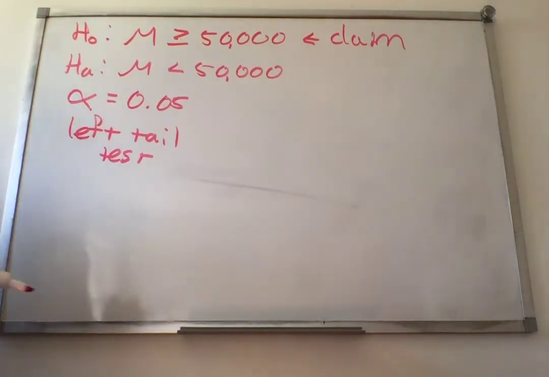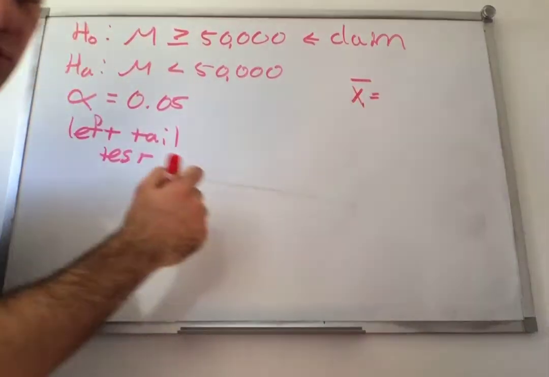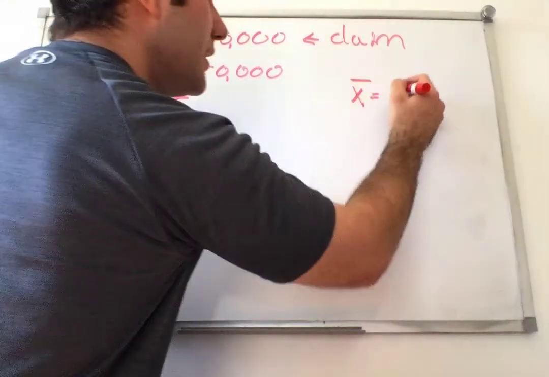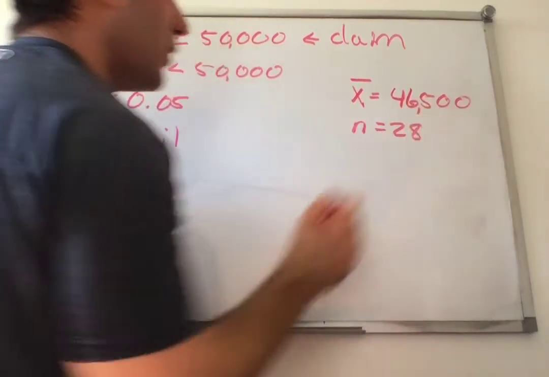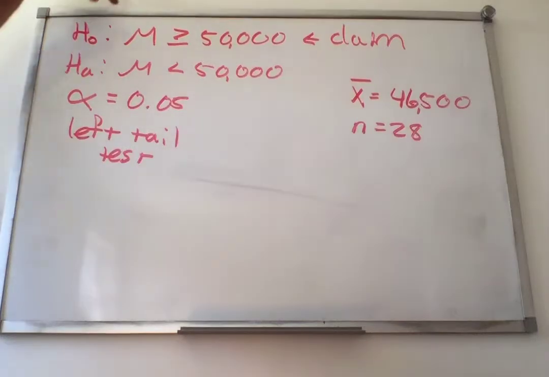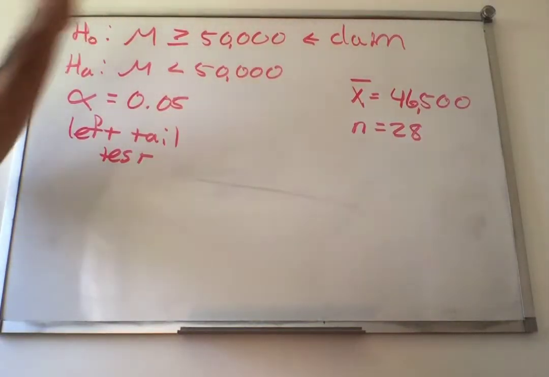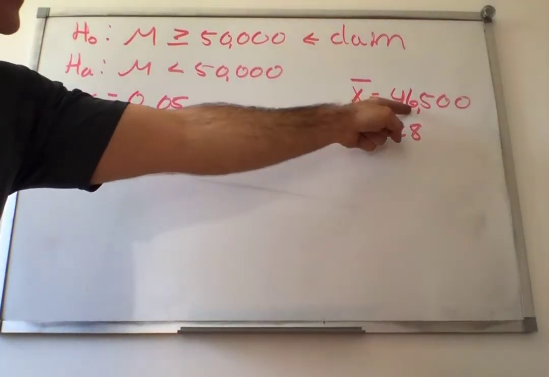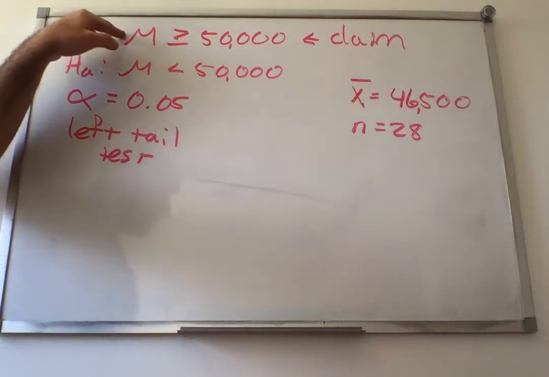All right, so now we have our sample data. Our sample mean was 46,500. Our sample size here was 28. Now, before we crank out the numbers, let's think about this for a second. They're saying their tires last at least 50,000 miles. However, we have a sample mean of 46,500 miles. Are they correct? Are they just overstating their tires?